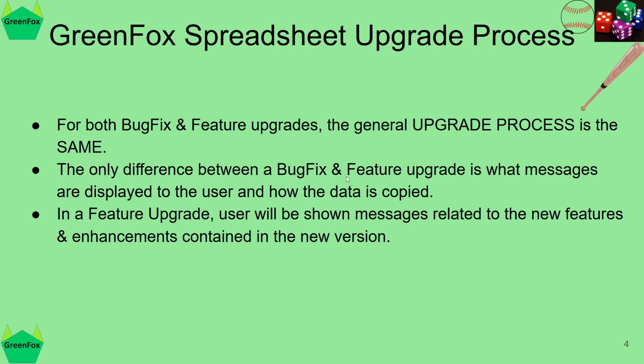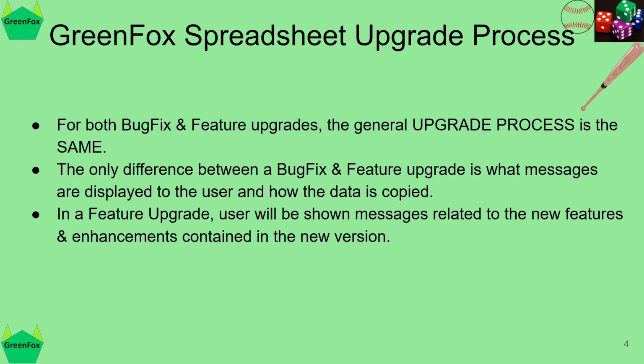And a couple other things about it, as I kind of said before, but I'll mention again here, that for both bug fix and feature upgrades, the basic process under the hood is the same. So you don't have to start it or do it any differently. The only difference between the two is effectively what messages it shows you and how the data is copied. Depending on how old your version is, it may need to do some different things with your data.